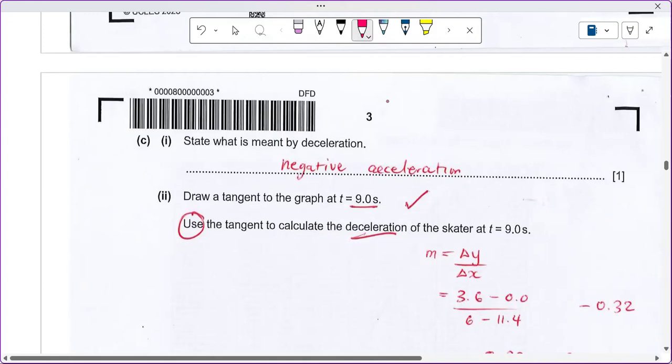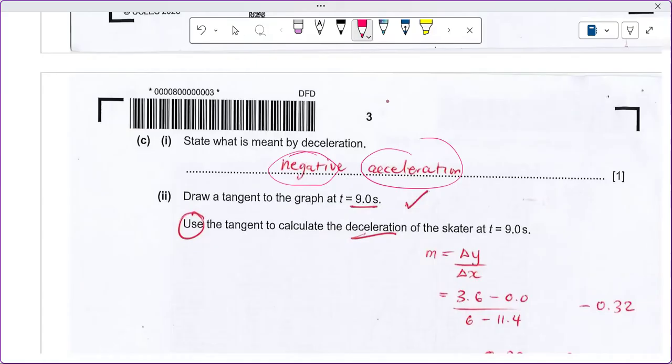Then here they are asking you, state what is meant by deceleration. Deceleration is just literally negative acceleration because it's when something literally slows down. So that's what we refer to as deceleration, or literally decreasing speed.